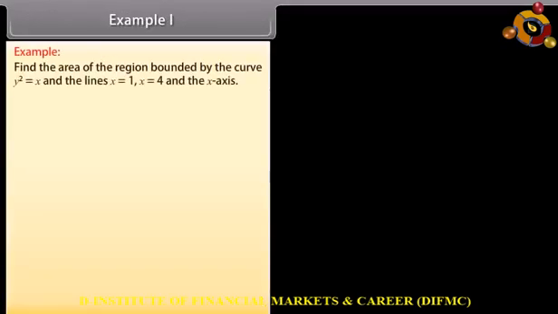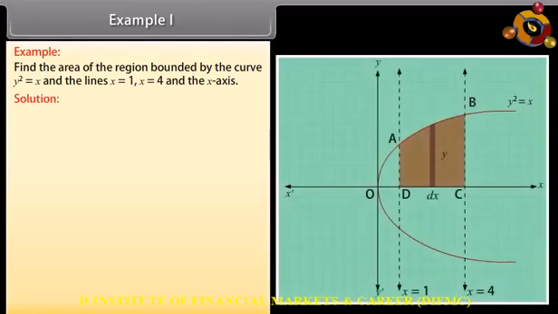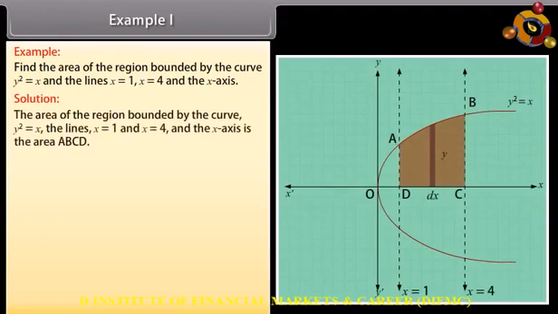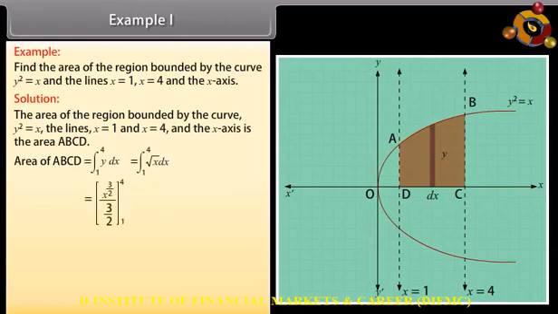Example 1. Find the area of the region bounded by the curve y squared equals x and the lines x equals 1, x equals 4 and the x-axis. Solution. The area of the region bounded by the curve y squared equals x, the lines x equals 1 and x equals 4 and the x-axis is the area ABCD. Area of ABCD is equal to the integral from 1 to 4 of y with respect to x. By solving it, we get area of ABCD equals 14 upon 3 square units.